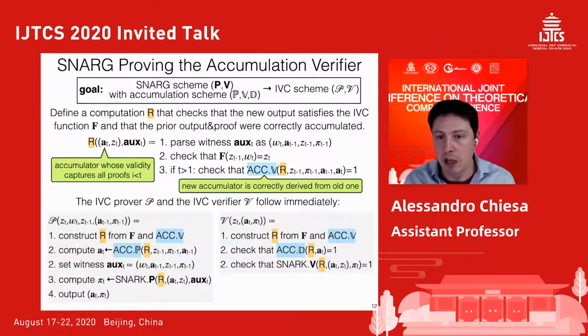And here, for R not to blow up in size step after step, we only have to worry about the size of the accumulation verifier. The accumulation decider is only used outside, in the IVC verifier, and so it doesn't have to be succinct.